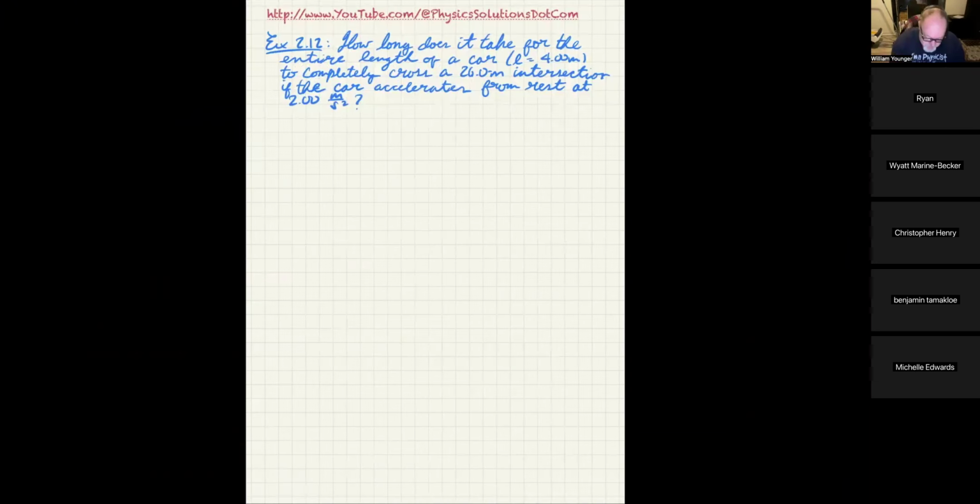All right, here's another one. It says, how long does it take for the entire length of a car, length equals 4 meters, to completely cross a 26.0 meter intersection if the car accelerates from rest at 2 meters per second every second? So what I'm going to do here, just to give you an idea of what I'm talking about, is I'm going to draw an intersection. And let's say this is an intersection.